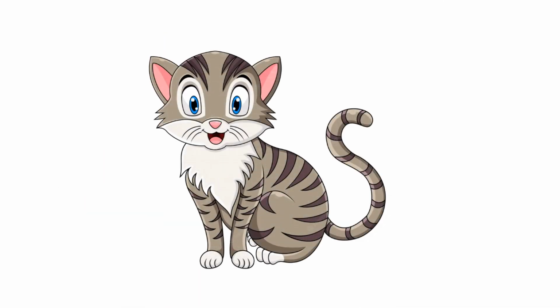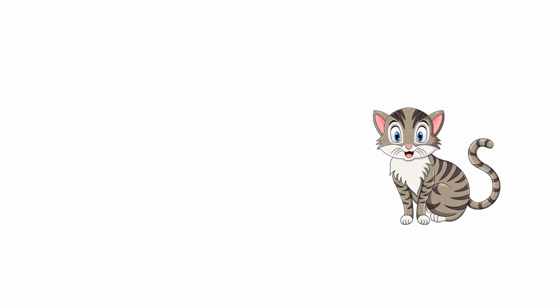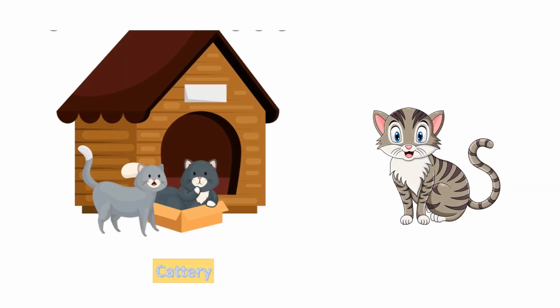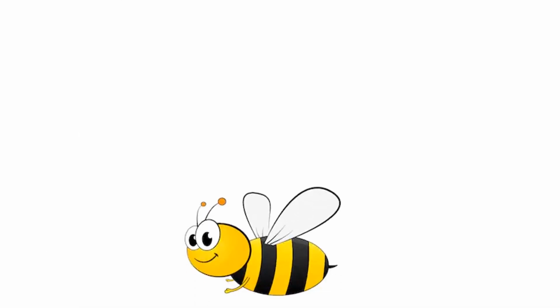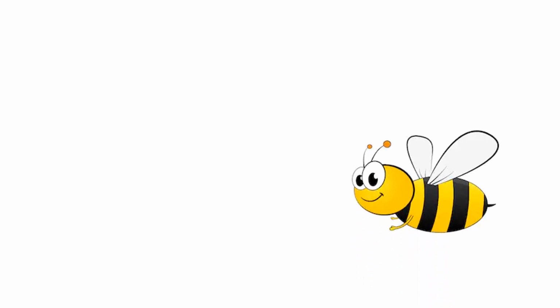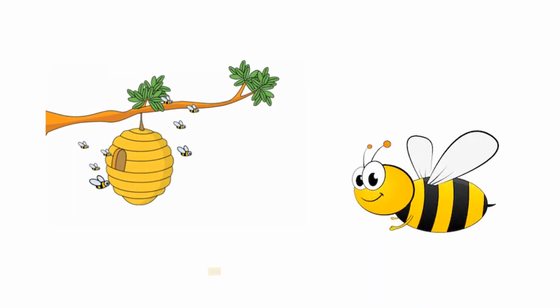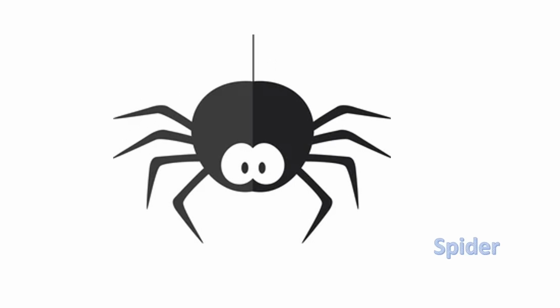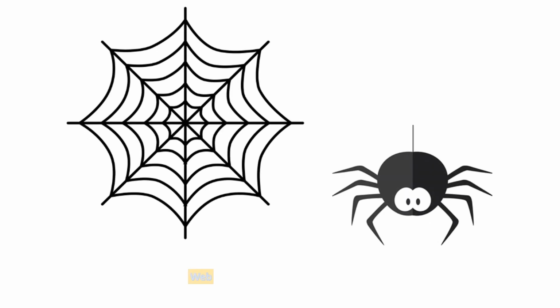Where does a cat live? A cat lives in a cattery. Where does a bee live? A bee lives in a hive. Where does a spider live? A spider lives in a web.